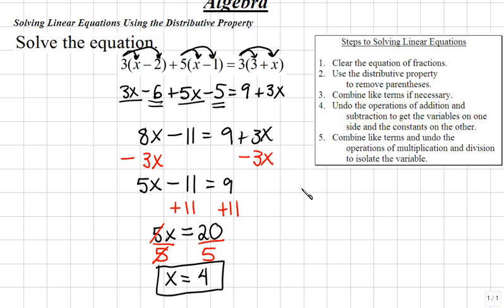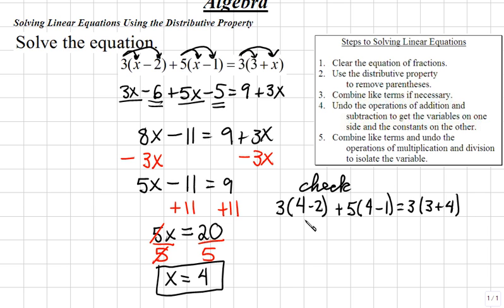Let's check our work by plugging in our solution into our equation and verify that both sides will simplify to the same number using order of operations. So plugging in x equals 4 into our equation would look like 3 times the quantity of 4 minus 2 plus 5 times the quantity of 4 minus 1 is equal to 3 times the quantity of 3 plus 4.